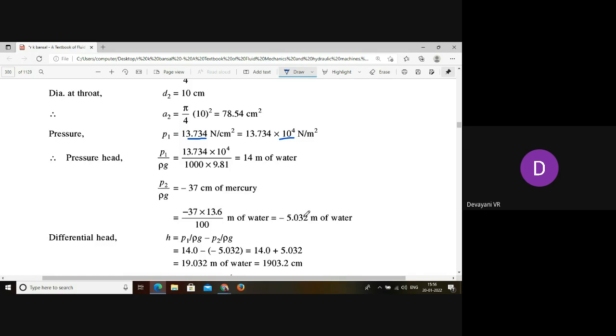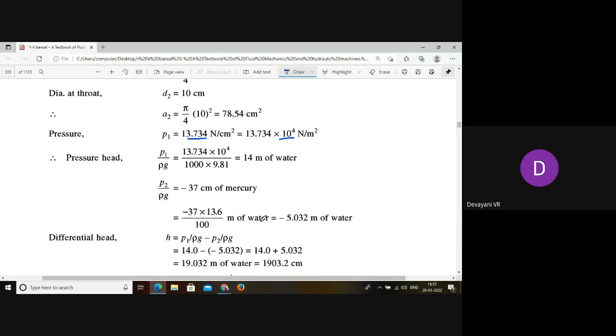Then the value for vacuum pressure in terms of water is minus 5.032 meters of water. To convert from mercury to water, we always multiply with the specific gravity, so the pressure head will be the given negative value multiplied with 13.6. And to convert centimeters into meters, we divide by 100. So this is the pressure head obtained in terms of water.